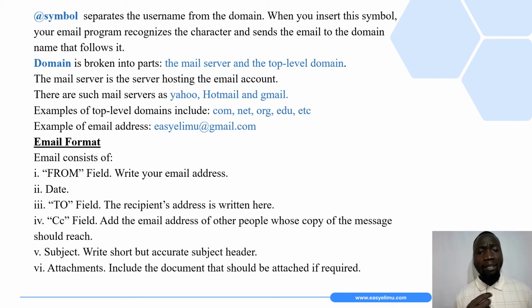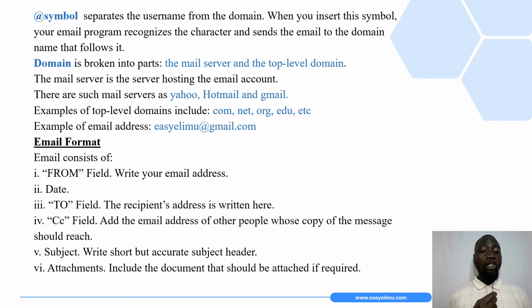So the next important thing that we have here is the email format. So dear students, you must know that emails consist of the following parts. So the first part, we have the from field. So it is indicated that way, simply from. So there you write your own email address. That is the email address of whoever is sending the message. Then it is followed by the date. So here you indicate the date when the communication is made or was made.